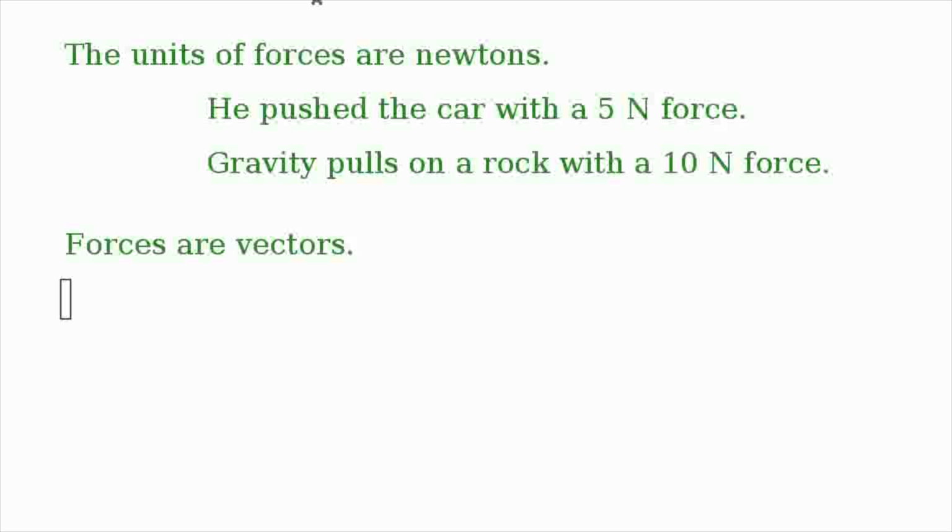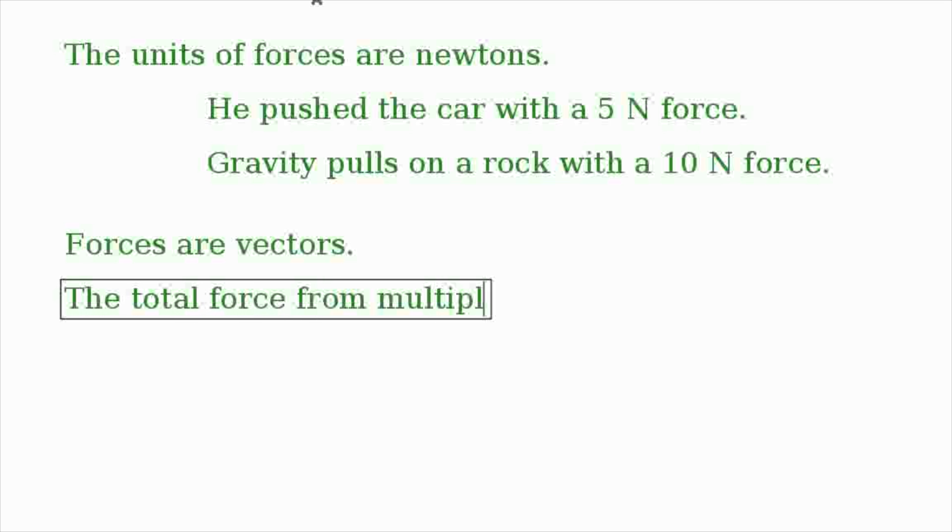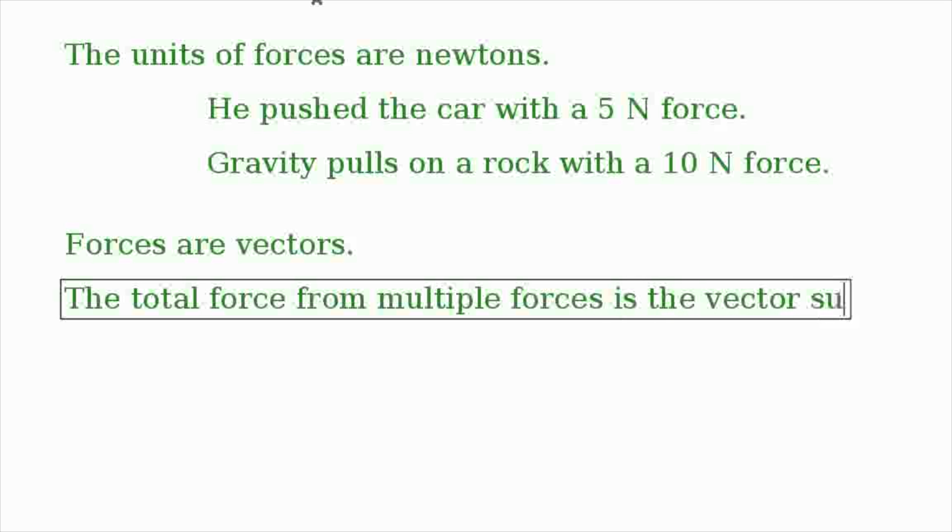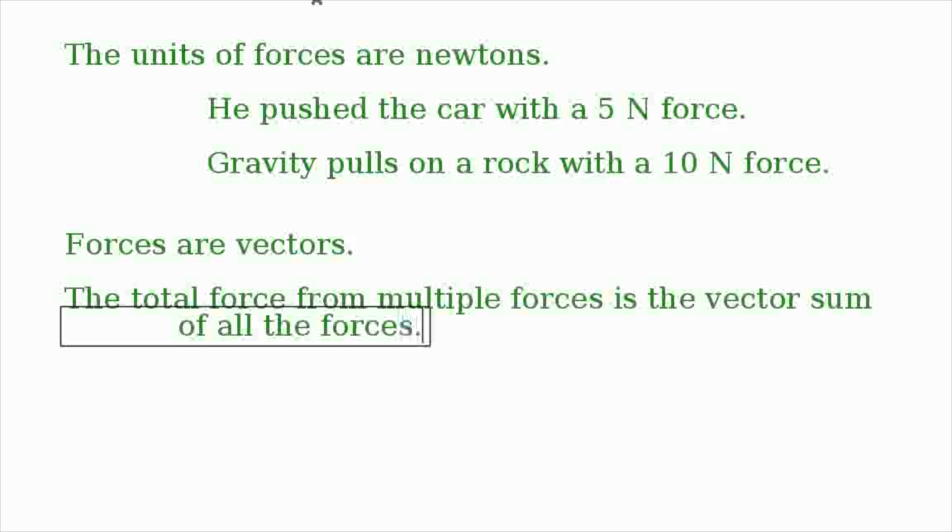Now what happens if you have multiple forces? The total force from multiple forces is the vector sum of all the forces. So what does that mean? You have to find the components, you have to pay attention to direction, and once you have the components, only then can you add the forces together. Let me show you how direction matters. Suppose you had two people pushing a car in the same direction. That means they would add up and you get a big push in one direction, right?